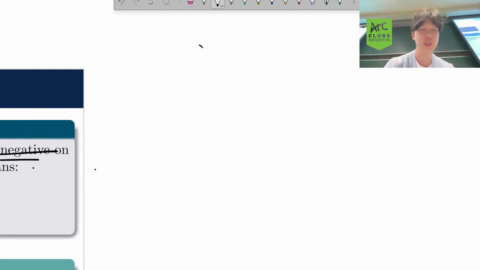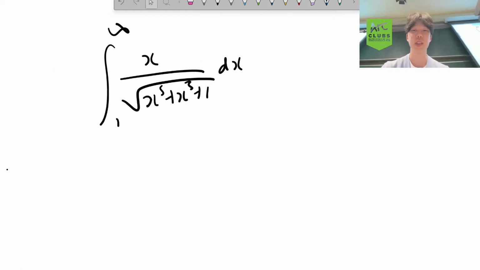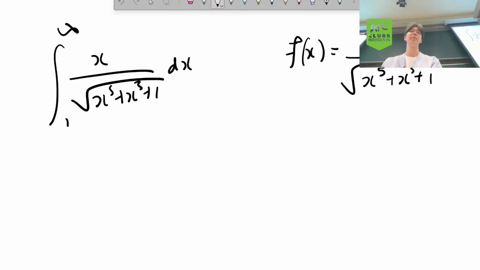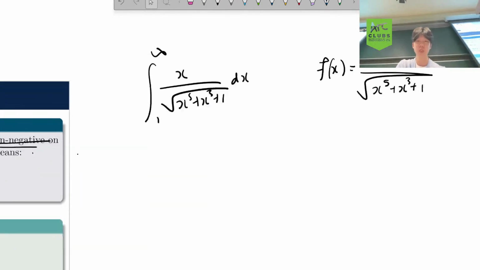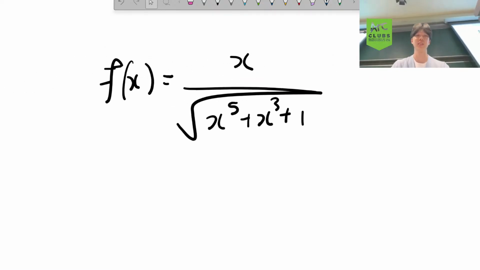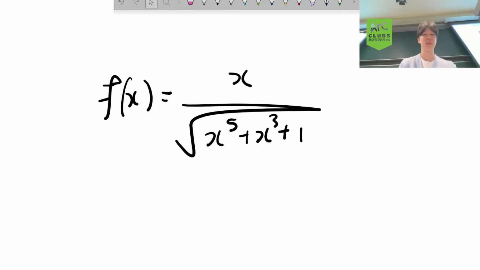So I'll show you how it works. I'm going to let f of x be whatever was in that integral, so this right here. But remember, our limit test here also had g of x, so I need to choose a g of x. And the easiest way to choose a g of x is to see how f is going to behave when x becomes really, really big.